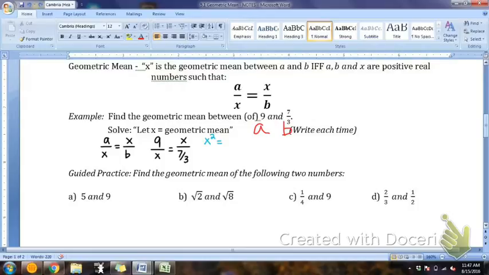Can you guys see that blue okay? Or do I need to make it darker? Okay, so we have x squared. And then I have to do 9 times 7/3. How do we multiply 9 times 7/3? Good. 9 over 1 times 7 over 3. This is 3, this is 1. 3 times 7 is 21.